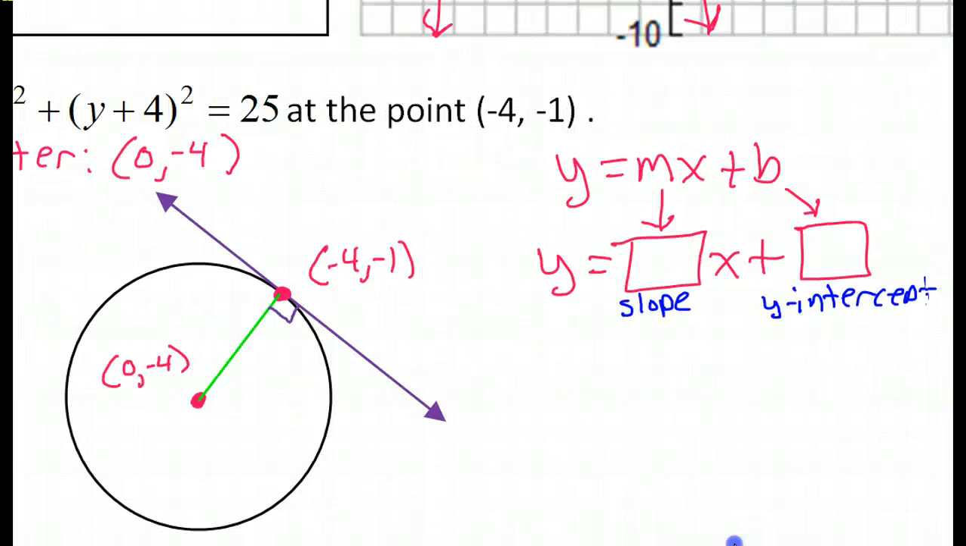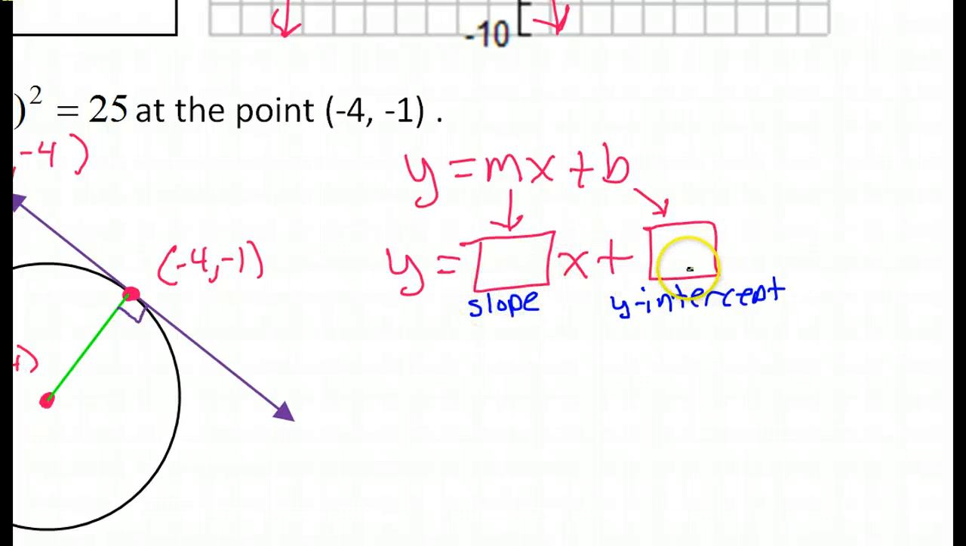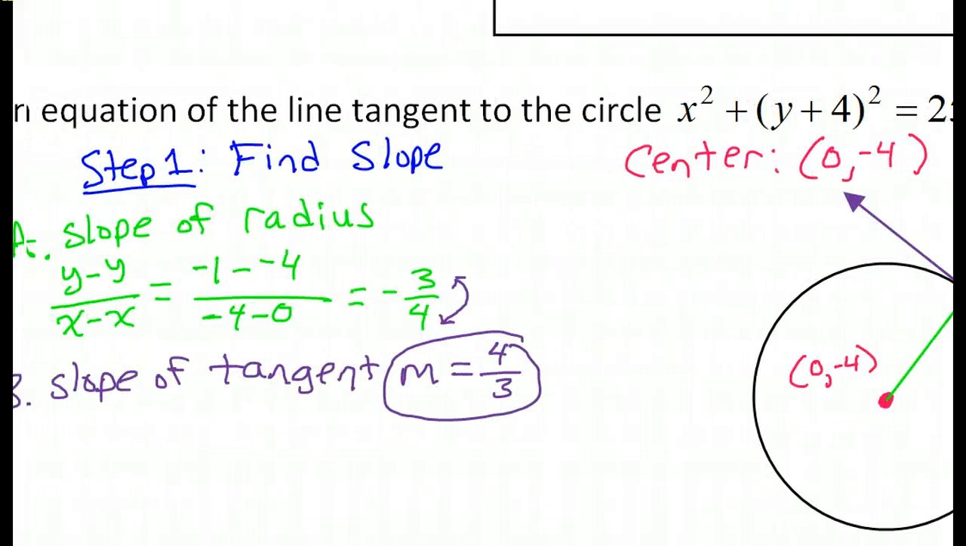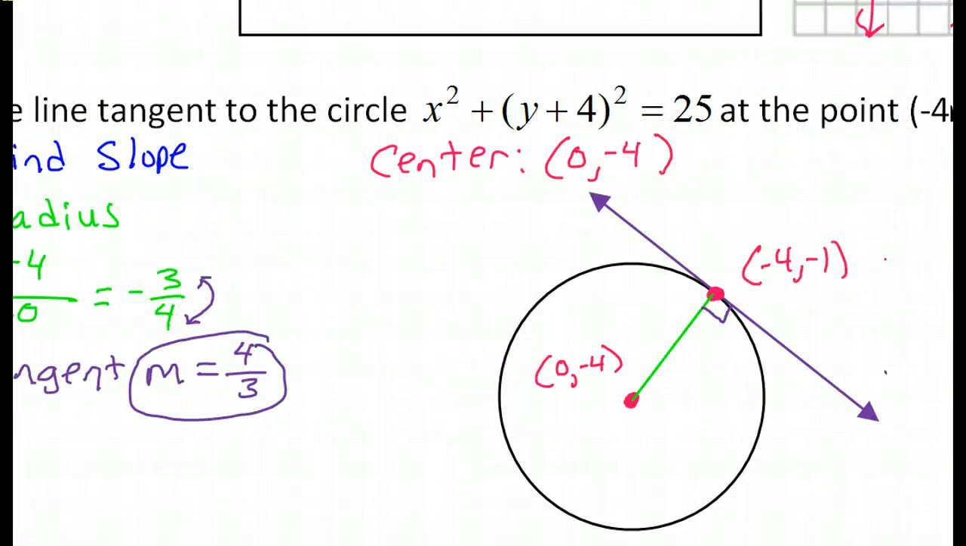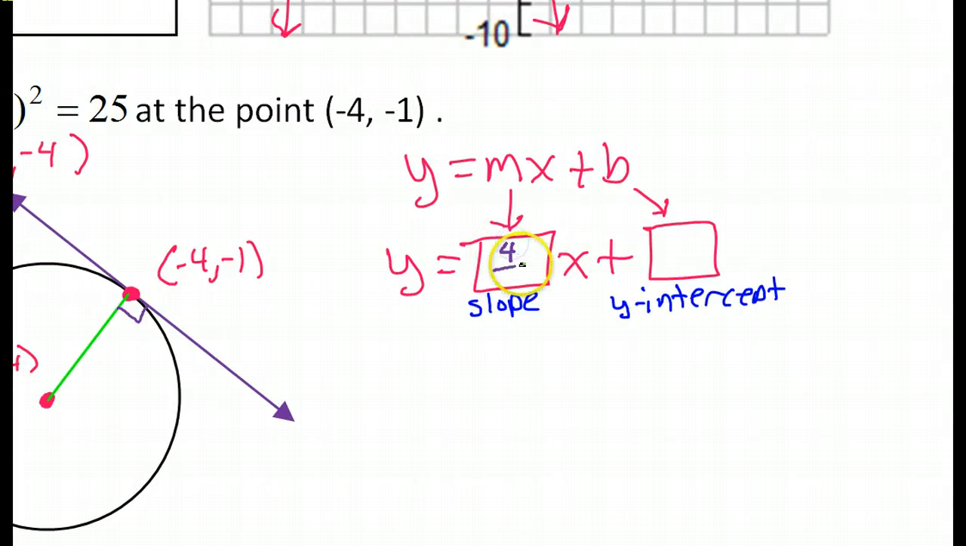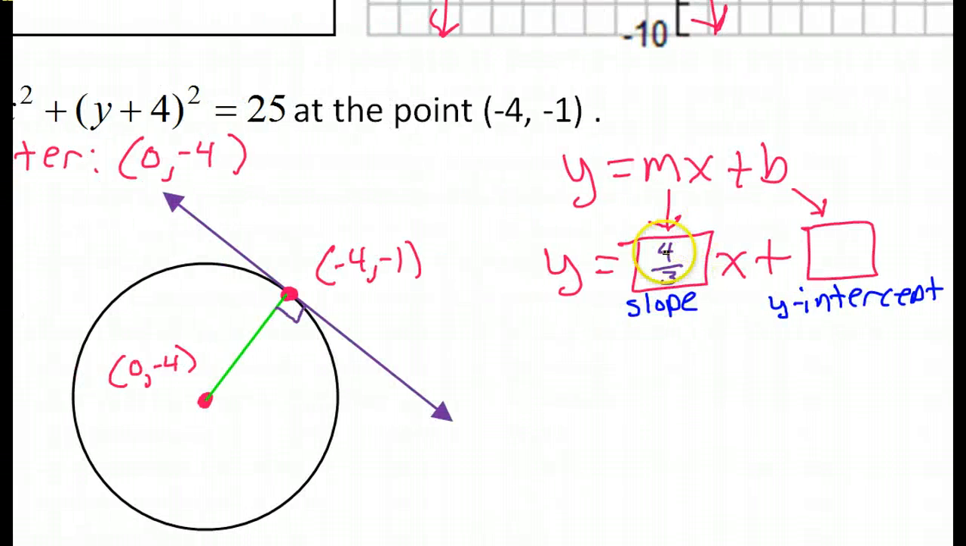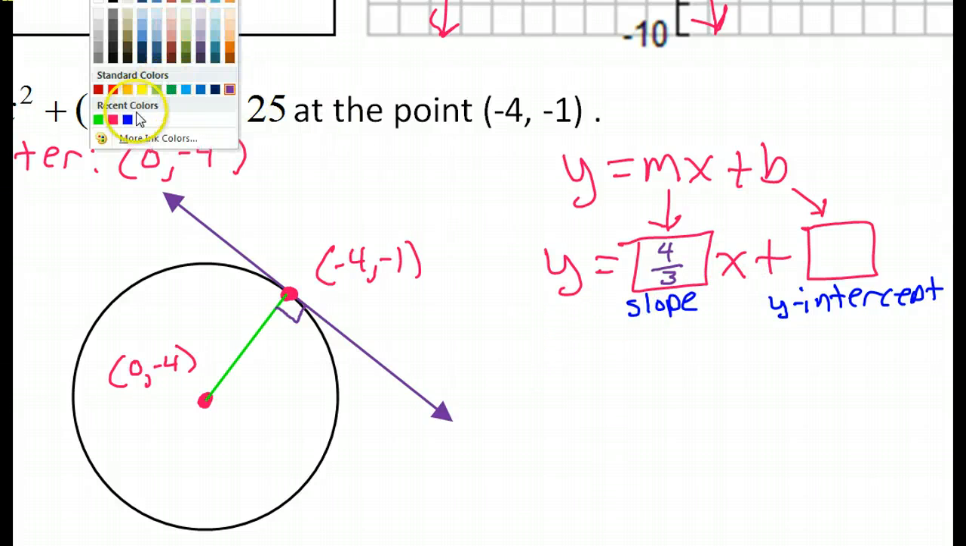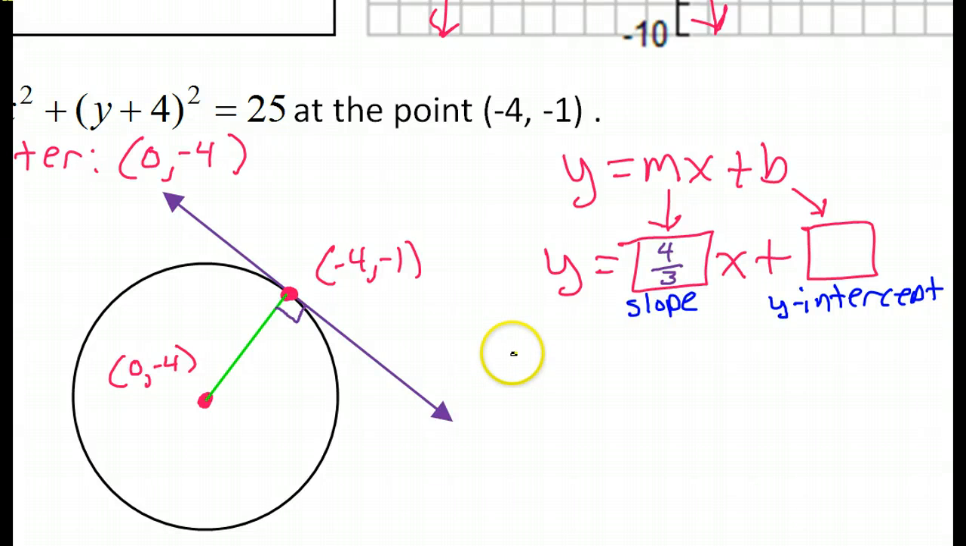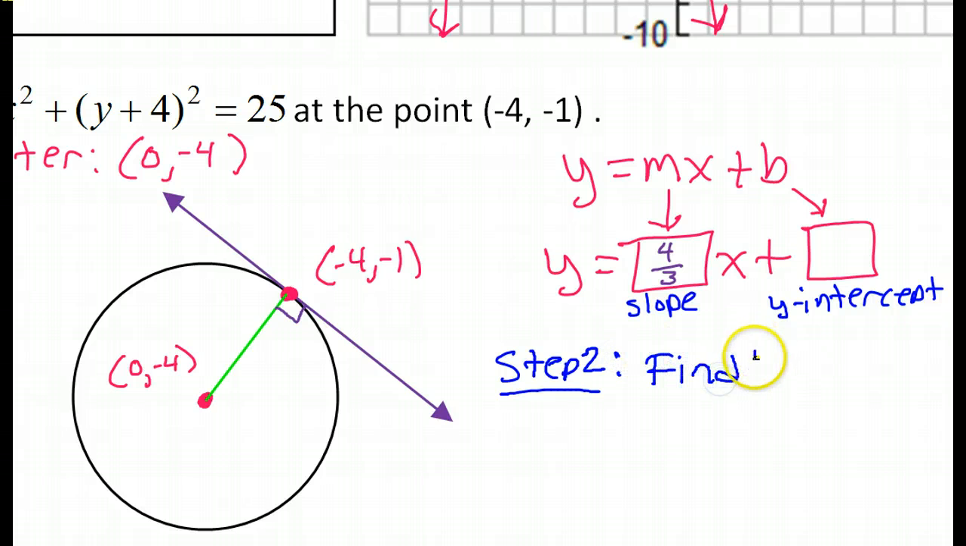Okay, now remember, I told you we needed two things. We need the slope and we need the y-intercept, the m and the b. Step 1 was to find the slope. We got it. It's 4 over 3. So we can put that in. The last thing we need is to find the y-intercept. We need to find b. Okay, well, we have the m. So what we do now is we need to pick a point to plug in for y and x. So the last step here, step 2, is find the b value, find the y-intercept.